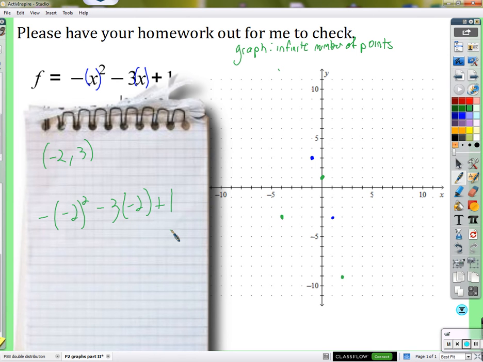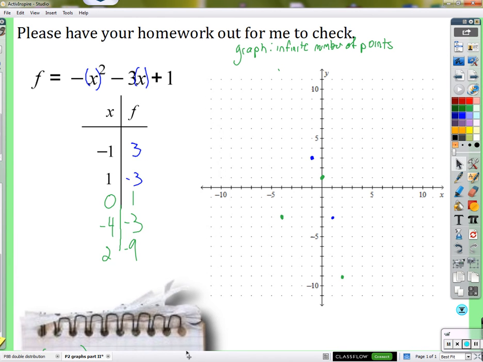-2 times -2 plus 1. -2 times -2 is 4. We have a negative on that 4. -3 times -2 is +6. +1. 6 minus 4 is 2 plus 1 is 3. Confirm -2, 3 is a point on this graph.